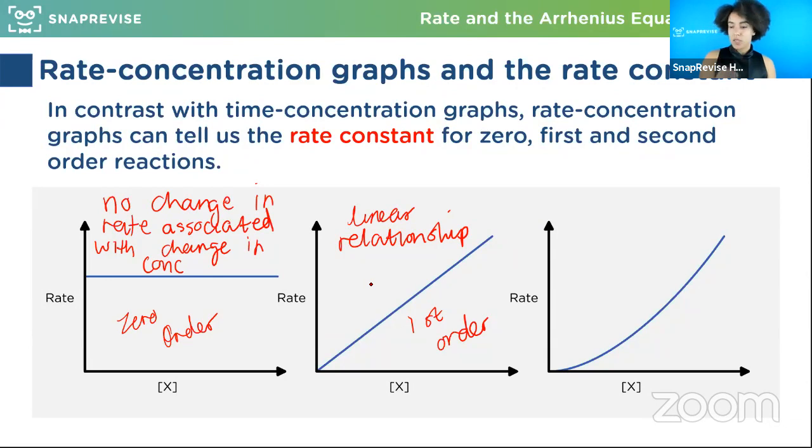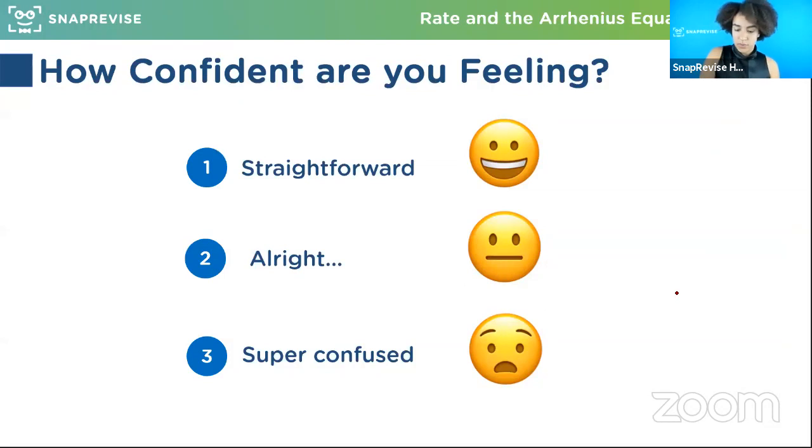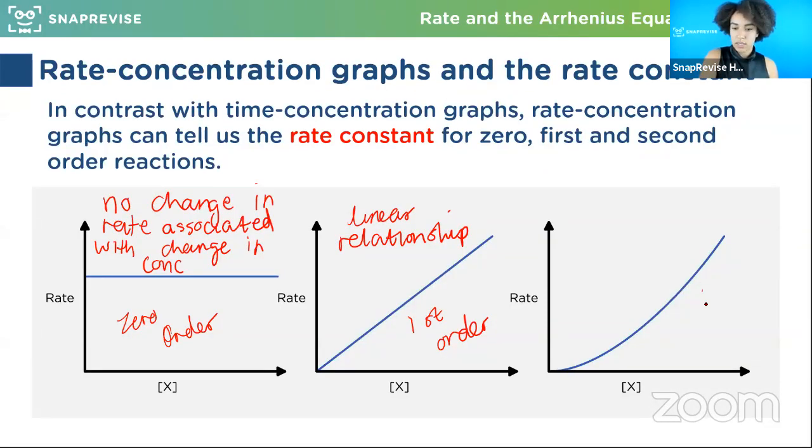Okay, so the last one, take a guess. It's quite logical what the last one is going to be. Have a go. Yeah, second order. So this one is second order, and we just call it an upward curve.